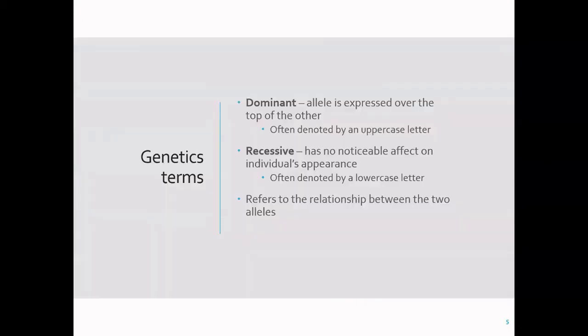A dominant allele is one that is expressed over the top of the other, and it's often denoted by an uppercase letter. A recessive allele has no noticeable effect on the individual's appearance and is often denoted by a lowercase letter. This just refers to the relationship between the two alleles in a heterozygous individual. Recessive traits, however, will have an effect on an individual's appearance when they are homozygous for that recessive trait.